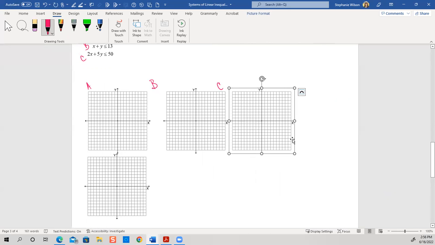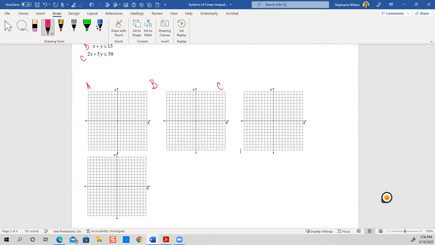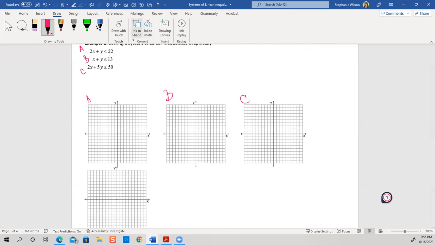So let's get this done right here. Give me some space. Let me rewrite this. That last graph is going to be where we overlap them. So on A, I'm going to make my intercepts. For the x-intercept, I plug in 0 for y. I get 2x is less than or equal to 22, divide by 2, and it gives me 11. So that ordered pair is positive 11.